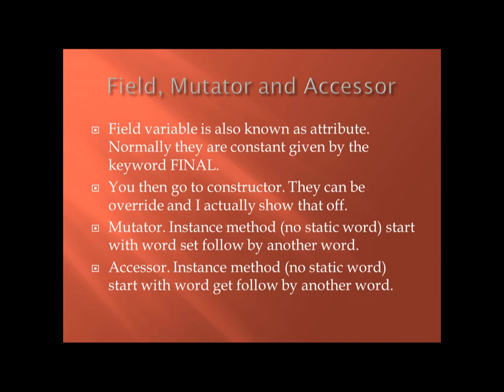That's what I mean. A mutator, on the other hand, is an instance method that should start with the word set, so small set followed by another word. An accessor is an instance method, no static word, and starts with the word get followed by another word.